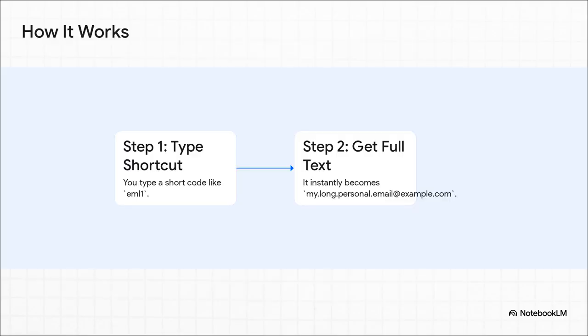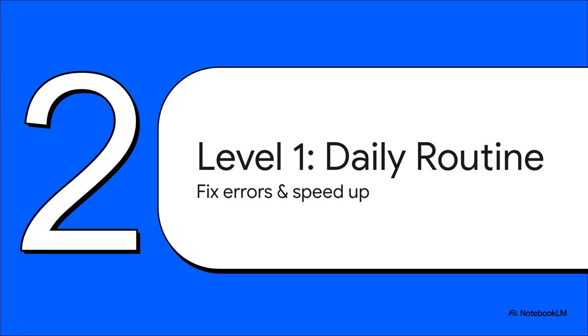Let's see it in action. It's literally just 2 steps. First, you pick a shortcut. Let's say M1 for your personal email. You type those 4 little characters, and poof, it instantly expands into your full, long email address. No typos, no wasted time. It's just pure efficiency.